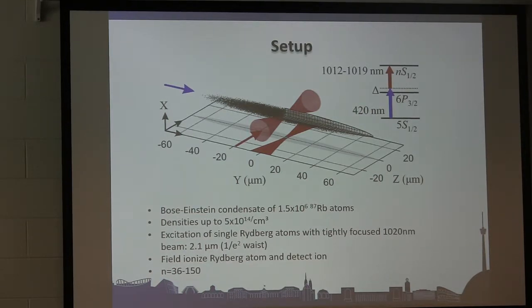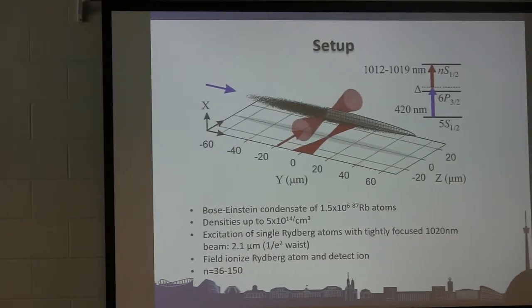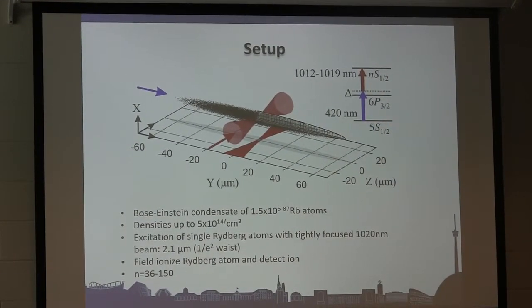And this lens, which is focusing down this laser beam, is inside the vacuum and also optimized for imaging the cloud in situ. But this I will not talk much about. After we excite such a Rydberg atom, we field ionize it and we detect the ionic core on an MCP detector, and we can reach principal quantum numbers in the range of about 36 up to 150.